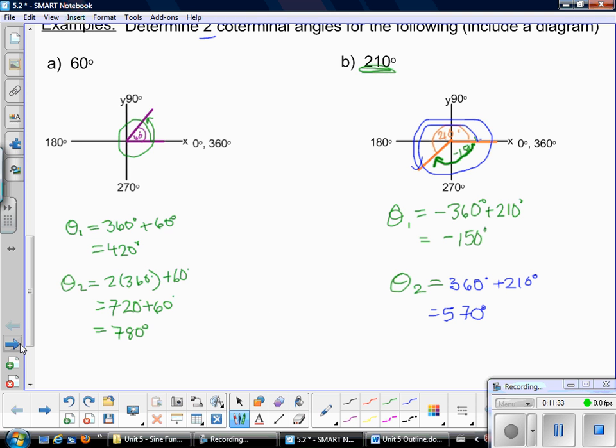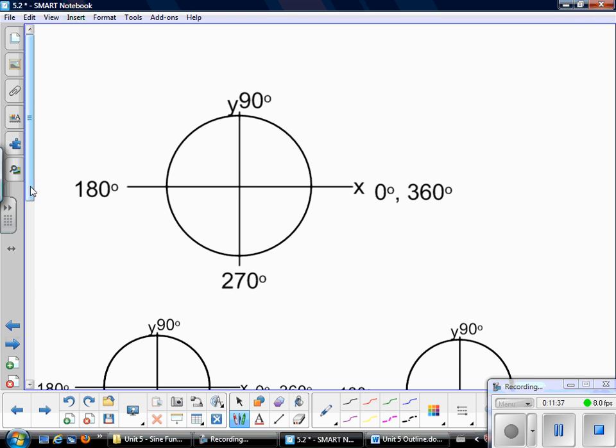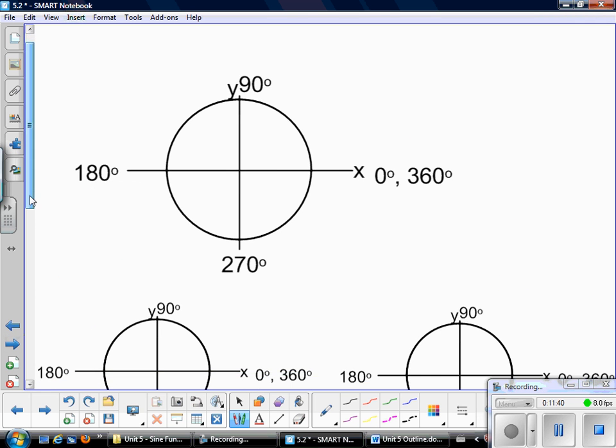Okay, so let's go on to the next part. I think I'm going to pause the video now, and then we're going to see what this is all about, because the diagrams changed just a tiny bit.